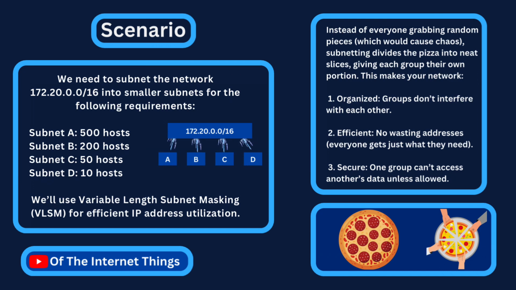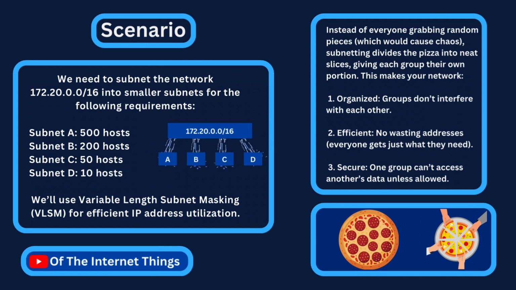Scenario: we need to subnet the network 172.20.0.0/16 into smaller subnets for the following requirements. Subnet A, 500 hosts, HR department. Subnet B, 200 hosts, IT department. Subnet C, 50 hosts, development team. Subnet D, 10 hosts, management office. We'll use variable length subnet masking, VLSM, for efficient IP address utilization. Sit tight, this will be discussed later in the video.